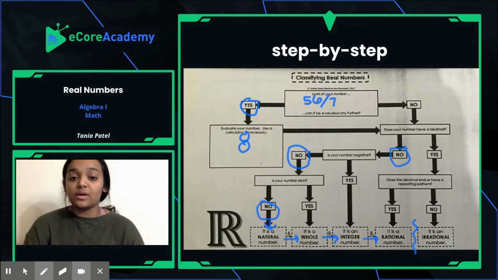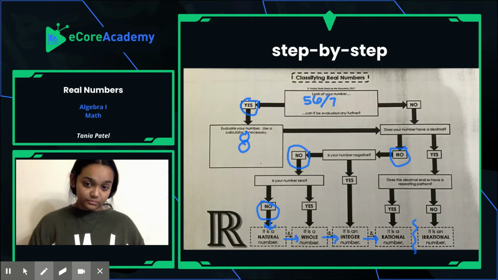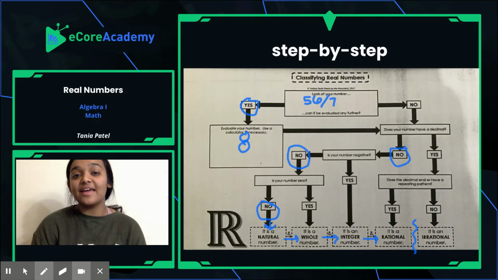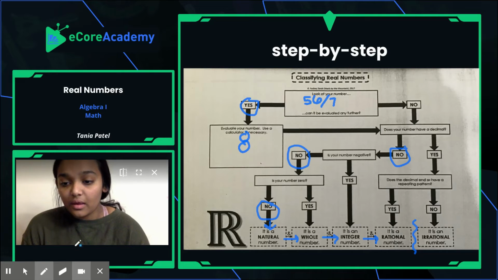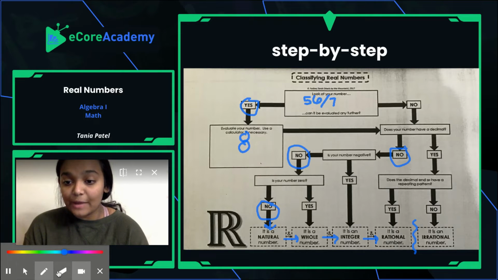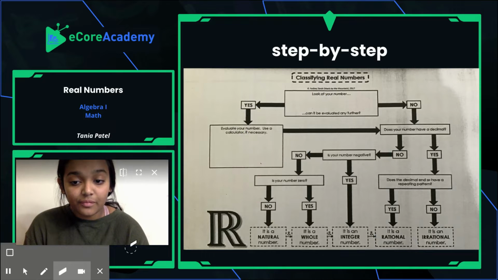But a rational number is not a natural number. It is not a whole number. It is not an integer. Rational includes all, but doesn't really go to anything else. An irrational number is any real number that a rational number is not. That's kind of the way that I remember this. So now let's clear the screen and move on to our next number.